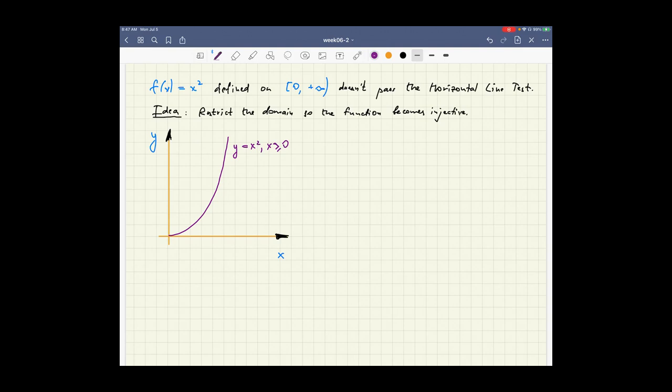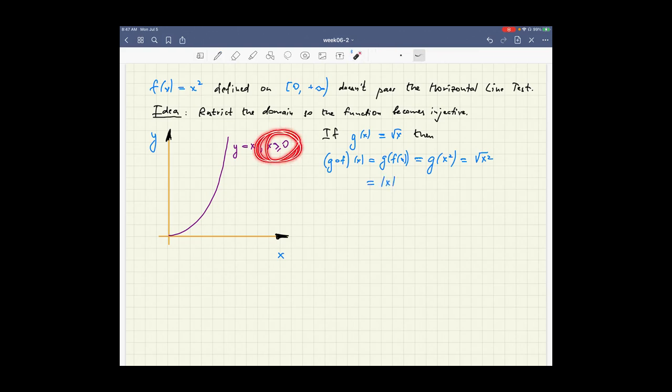What happens then? If our function g is defined as root x, we have g composed with f of x as g of x squared, and g is the square root of x squared, which is still absolute value of x, except that now, because x is non-negative, absolute value of x actually equals x.